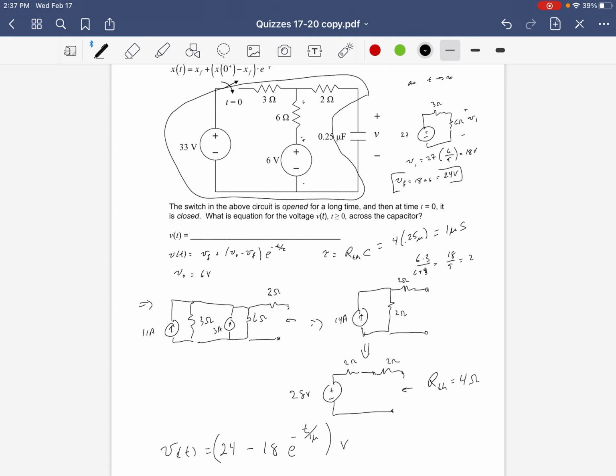And let's just check when t is equal to 0. e to the 0 is 1, so we'll have 24 minus 18, which should give us 6. Okay, so we recover our initial voltage. And when t goes to infinity, this term goes to 0, and so we should get 24 volts. Okay, so we're at least consistent with those things. All right, so there's my answer, V of t.